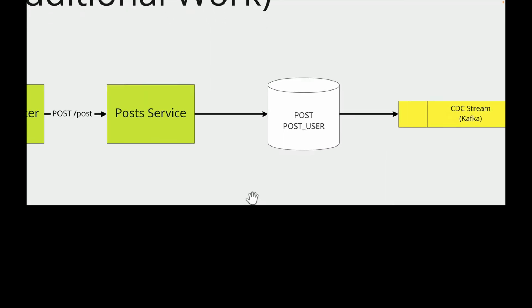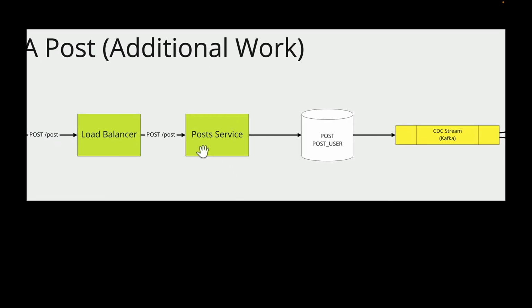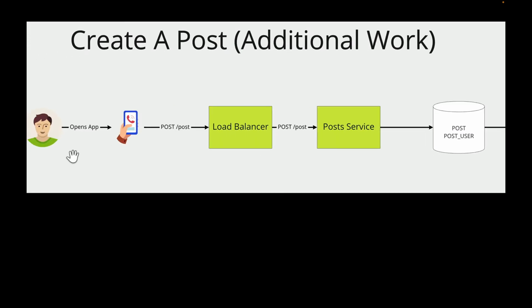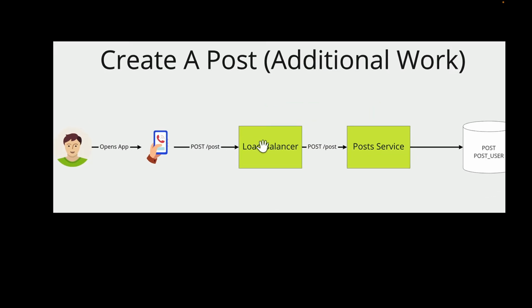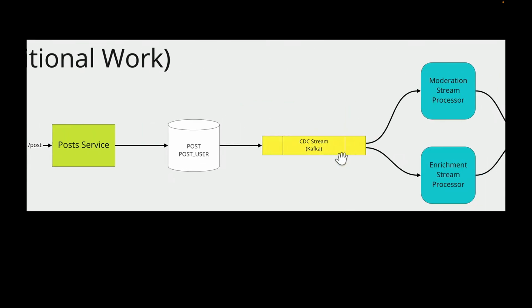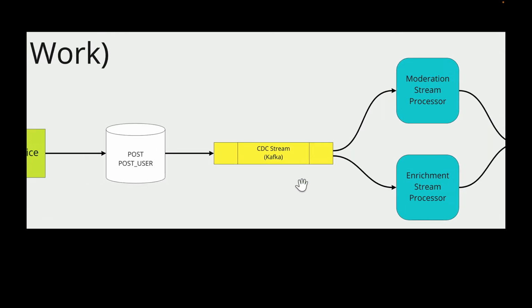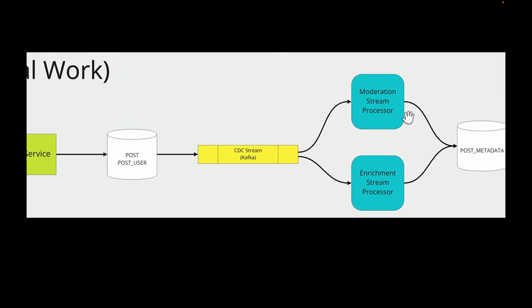So as you can see, the only thing that's blocking is us storing the post in our primary relational tables. Once we do that, we give the response to the client and the client can move on with their day. In the backend, we have this Kafka CDC stream, which decouples all the other consumers that need to take different actions based on whether a post has been created or not.